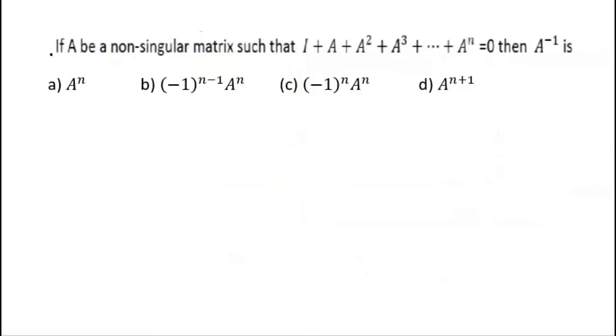Let us move to the next question. This is a very interesting problem, so look at this very carefully. They are saying that A is a non-singular matrix. First of all, I hope you know what a non-singular matrix is. A matrix is said to be non-singular if the determinant of A is not equal to 0. So if the determinant of A is not equal to 0, the matrix is said to be non-singular, right?